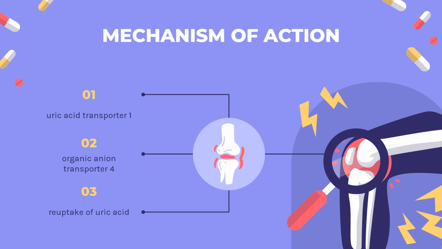Mechanism of action. Lesinurad inhibits the activity of uric acid transporter 1, URAT1, and organic anion transporter 4, OAT4. URAT1 is a major transporter enzyme responsible for reuptake of uric acid from the renal tubules. Inhibition of URAT1 function thereby increases excretion of uric acid.